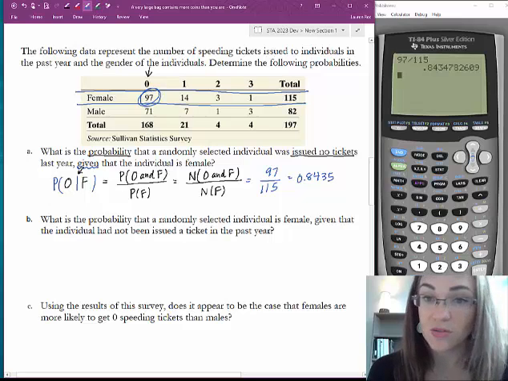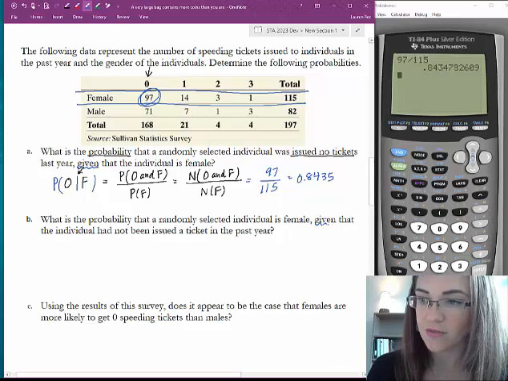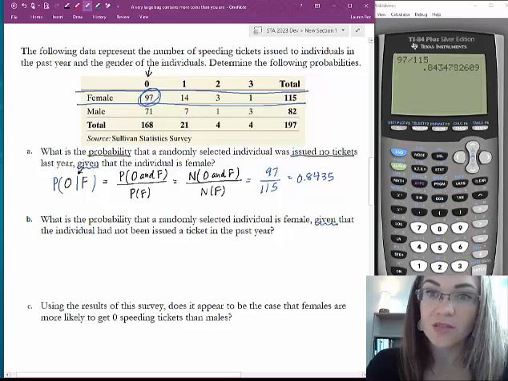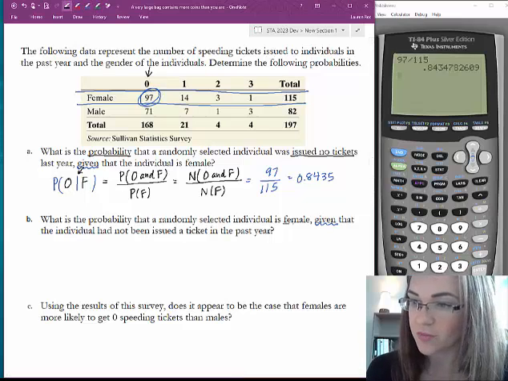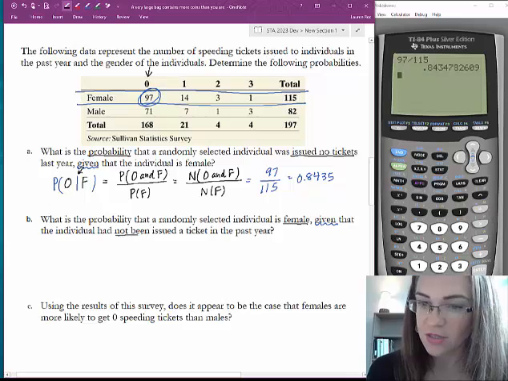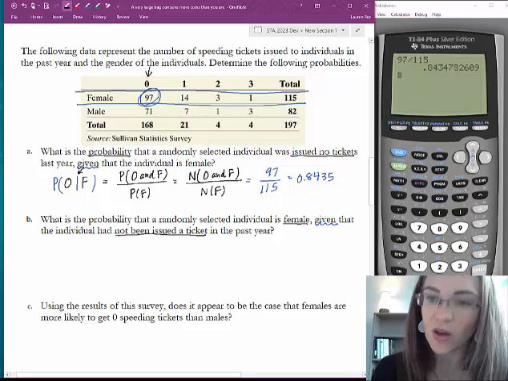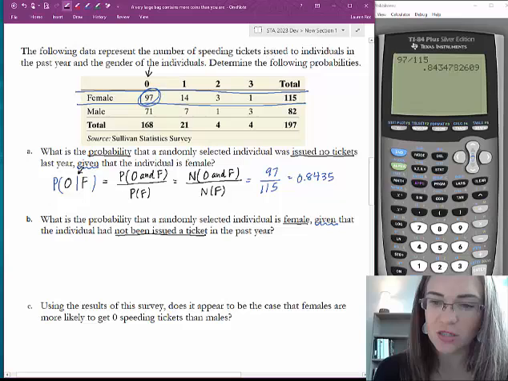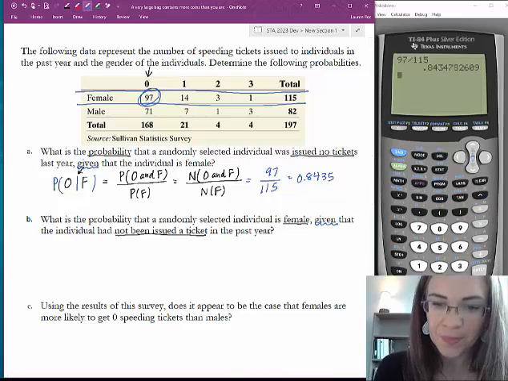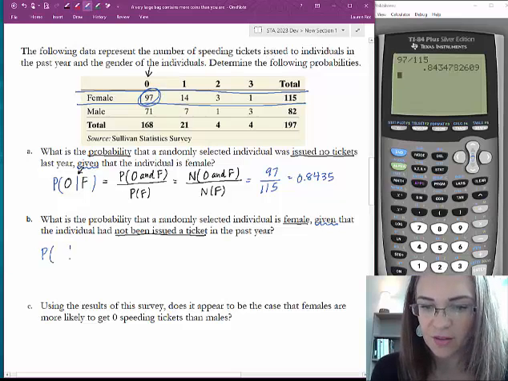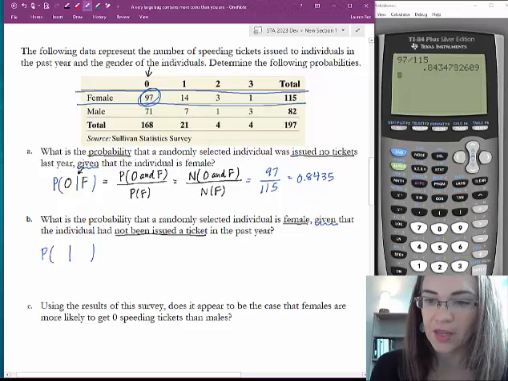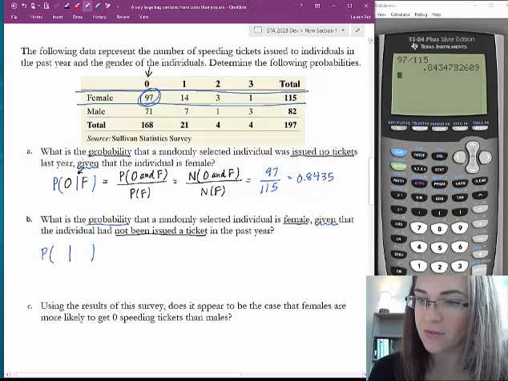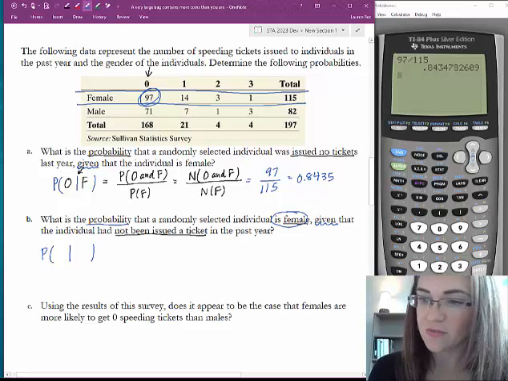The next question is also a conditional probability. There's another given that. In fact, the events look similar, right? There's a female and not been issued a ticket or no tickets. However, now they're in different locations. The conditional probability of some event given some condition has changed for us here. The event now we are interested in, the probability that a randomly selected individual is female.